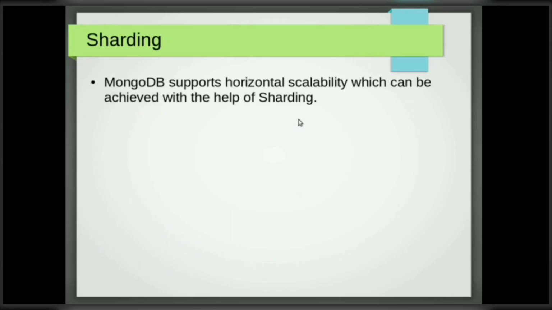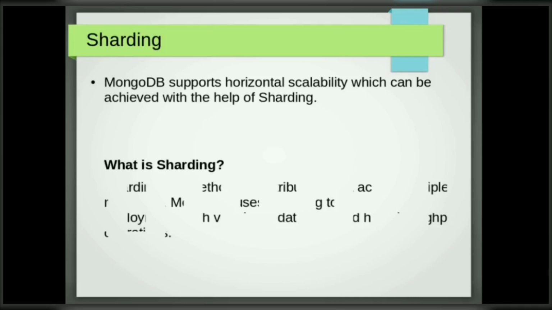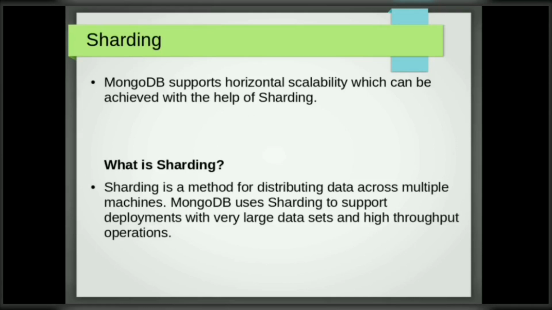Sharding. MongoDB supports horizontal scalability, which can be achieved with the help of sharding. Today, in this lecture, we will see how to implement a MongoDB sharded cluster on an AWS server. But before that, let's understand what sharding is. Sharding is a method of distributing data across multiple machines. MongoDB uses sharding to support deployments with very large datasets and high throughput operations.